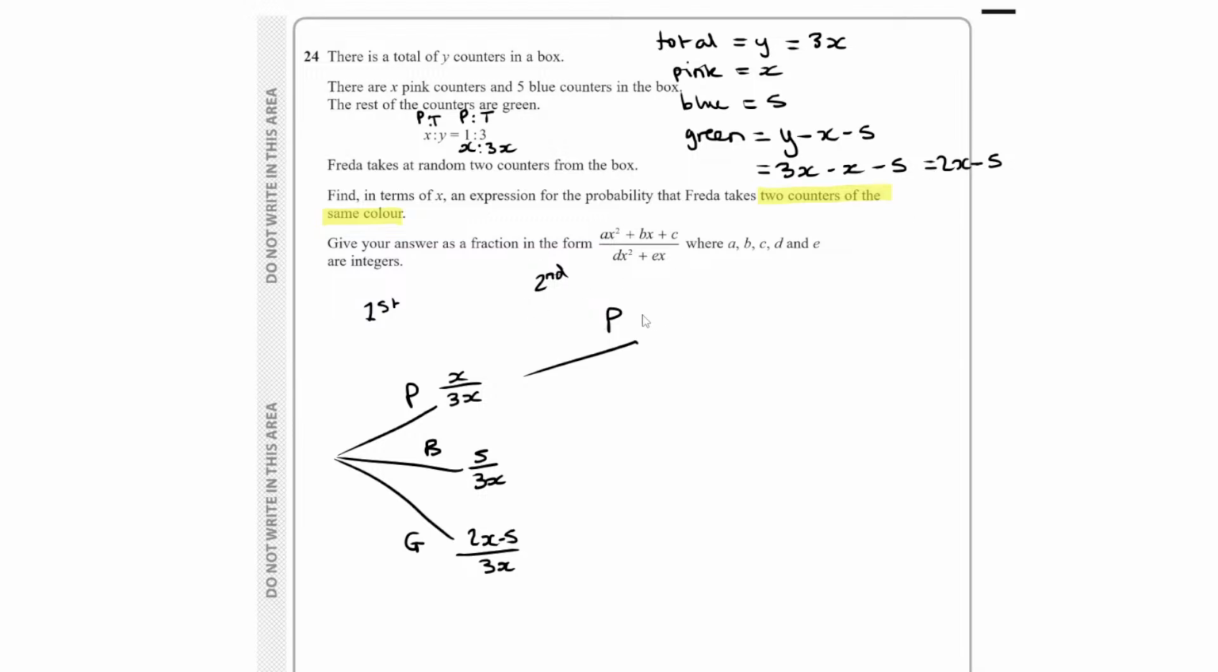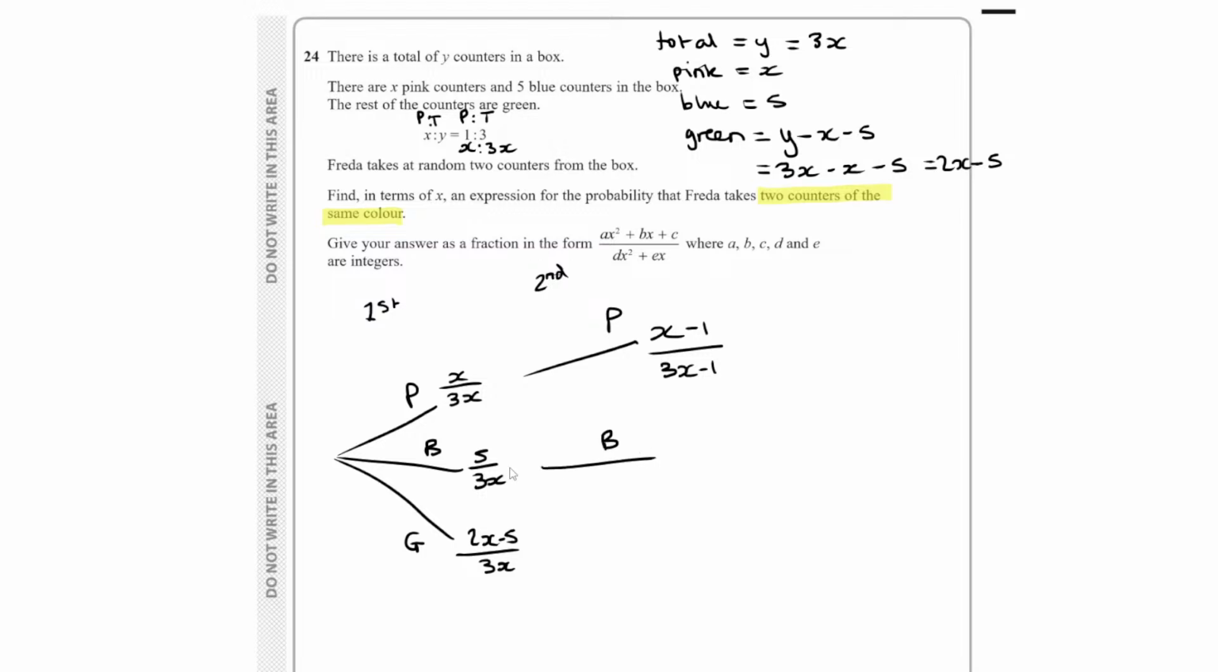Now, the other thing to take into consideration is Frida has taken 2 counters from the box. That implies to me that she hasn't... You know how sometimes they say we take one and then we replace it and then we take another? In this case, I think she's just taken 2. So when I pick the second counter, the first one is still out of the box. So my probabilities are all going to change. And that means that instead of being x pink counters in the box, there's now x minus 1, because following this line, she's obviously picked one pink one. And also, instead of there being 3x counters in the box, there's now 3x minus 1 counters left in the box, isn't there? So we also have to consider that.